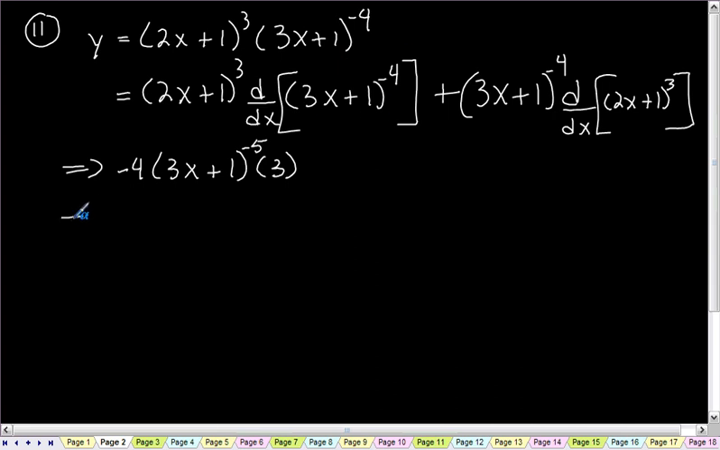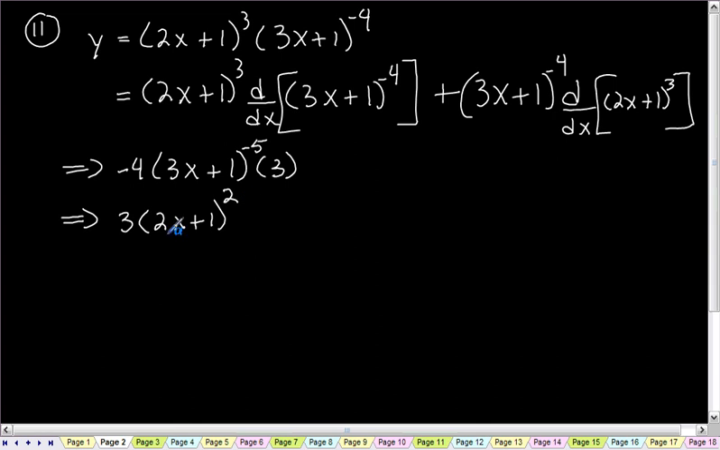Now we do the second part, the second derivative. The second portion of this problem, we have to take the derivative of this. The derivative of this is, we bring the 3 down, we leave the inside the same, and we take 1 away from 3. That becomes to the second power.